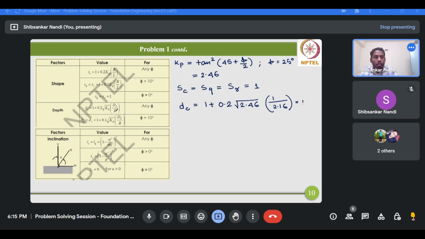1.14 I am getting. Now dq d gamma, this will be equal to 1 plus 0.1 root 2 root under 2.46, 1 divided by. So 1.07 is the value for dq d gamma.